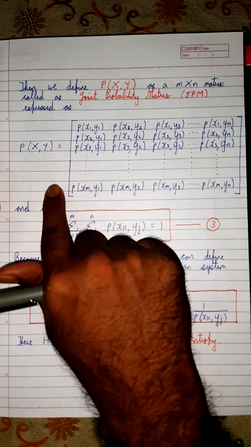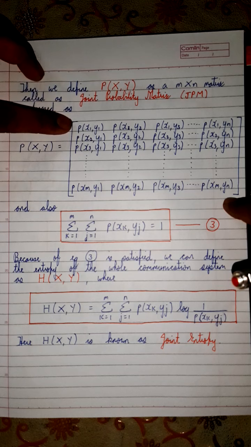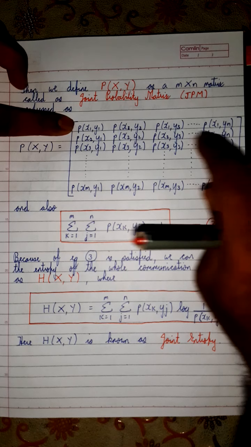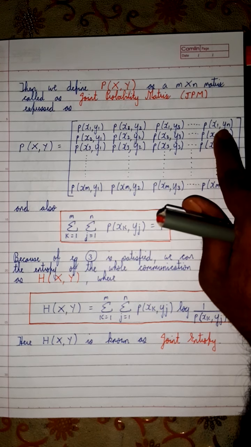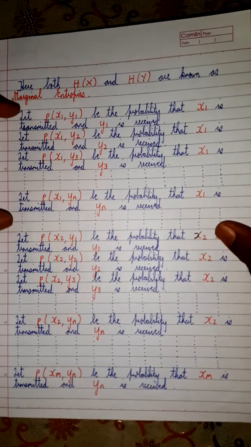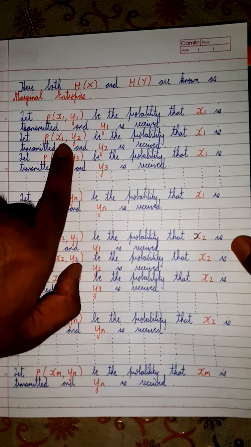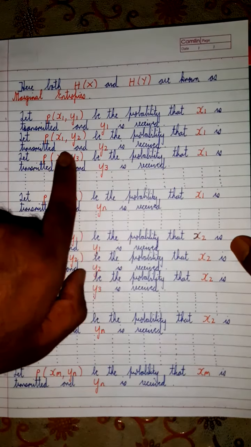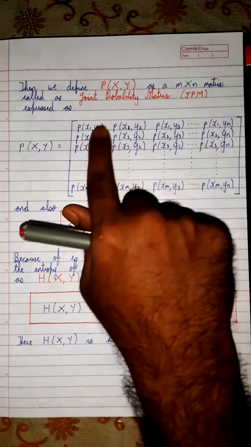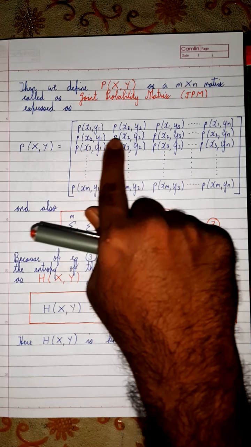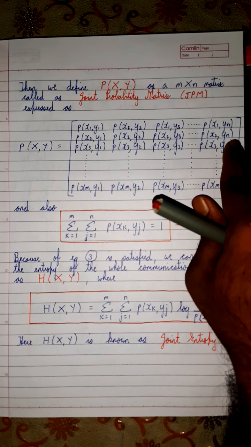P(X,Y) is equal to, if you look very carefully, a matrix. If you simply look at the first row, I have written: P(x1,y1), P(x1,y2), P(x1,y3), up to P(x1,yn). And what are those things? P(x1,y1) is the probability that x1 is transmitted and y1 is received. P(x1,y2) is the probability that x1 is transmitted and y2 is received. Like that, the first row contains those elements. Now look at the second row. The second row is P(x2,y1), P(x2,y2), P(x2,y3), up to P(x2,yn). That is the second row.